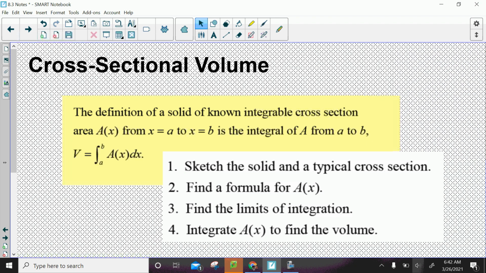So write this down, please. When we're done, we will sketch the solid and a typical cross-section. We'll find the formula for the area of that cross-section, and then we'll find our limits, and we will integrate to find the total volume. So if you need this, pause the video, write it down.